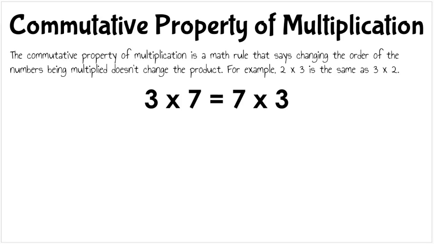Next, we have the commutative property of multiplication. The commutative property of multiplication is a math rule that says changing the order of the numbers being multiplied doesn't change the product. For example, 2 times 3 is the same as 3 times 2. And again, I have another example right here. I have 3 times 7 and 7 times 3. 3 times 7 is 21, and 7 times 3 is also 21. So no matter what order the factors are, it stays the same. Again, that also works for addition as well.